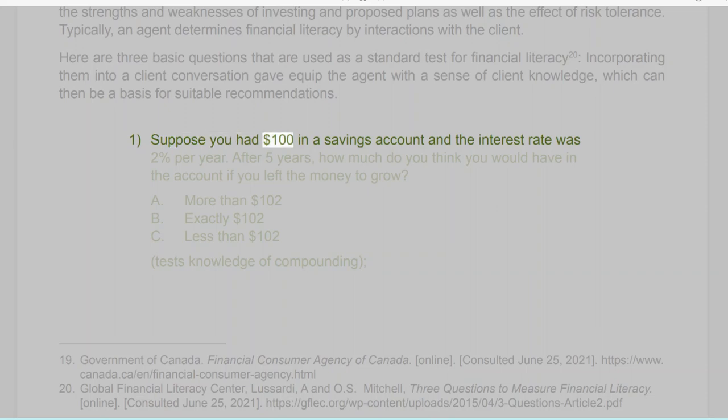1. Suppose you had $100 in a savings account and the interest rate was 2% per year. After 5 years, how much do you think you would have in the account if you left the money to grow? A. More than $102. B. Exactly $102. C. Less than $102. Tests knowledge of compounding.